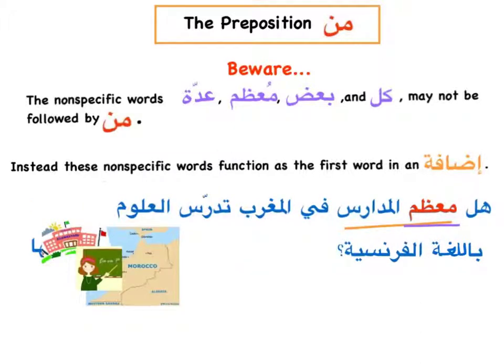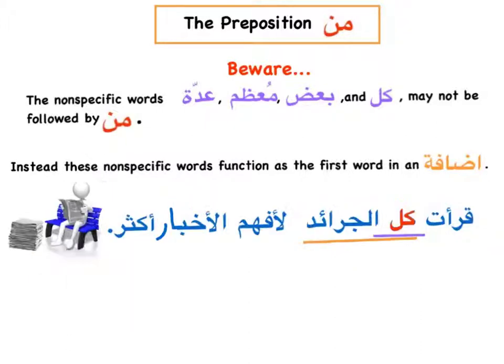Another example is هل معظم المدارس في المغرب تدرس العلوم باللغة الفرنسية؟ So we're talking about Morocco, and this is a question. Do most schools in Morocco teach science in French? Again, معظم is the non-specific word we were talking about. Most, and madaris acts as the second word in an إضافة, and معظم as the first word in an إضافة. So this is how we use معظم, and we don't use min directly or indirectly after the word.